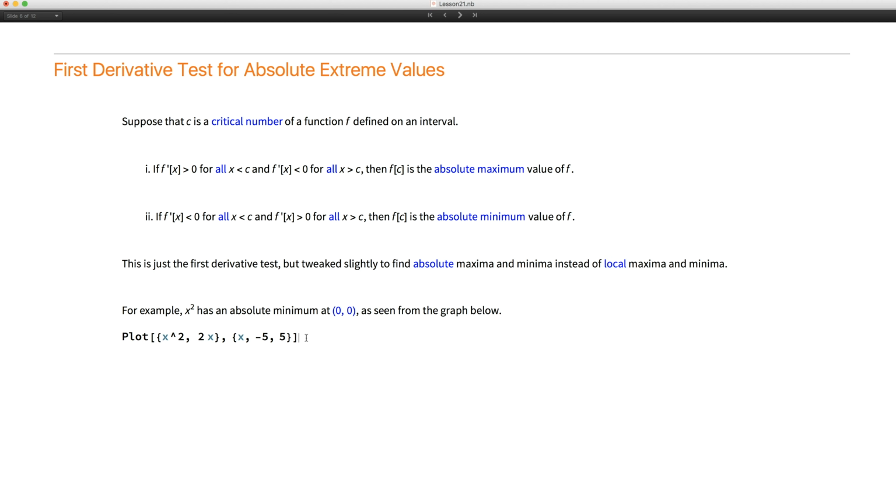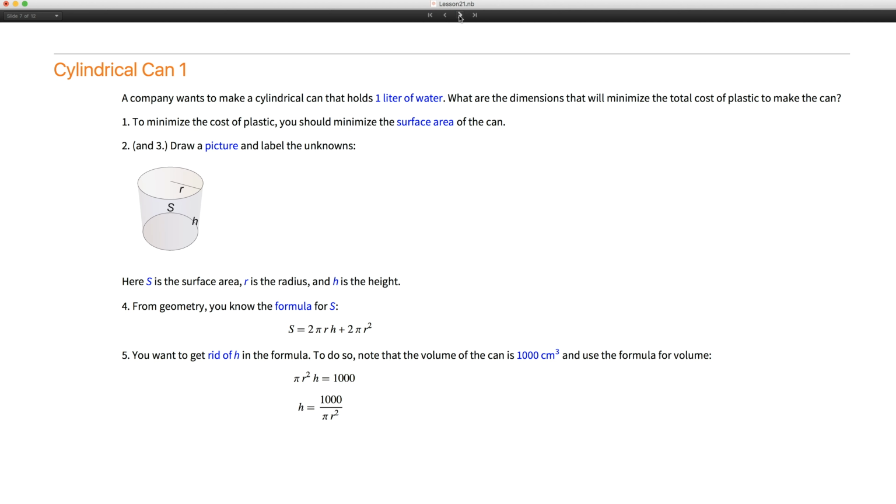As a very simple example, here's x squared with its derivative 2x, and you see over here that that's the minimum, and to the left the derivative is negative, and to the right it's positive for all values, so you actually have an absolute minimum over here. As an application, now let's take up the problem of making a cylindrical can that holds 1 liter of water, and you want to find the dimensions that will minimize the total cost of plastic that's used to make the can.